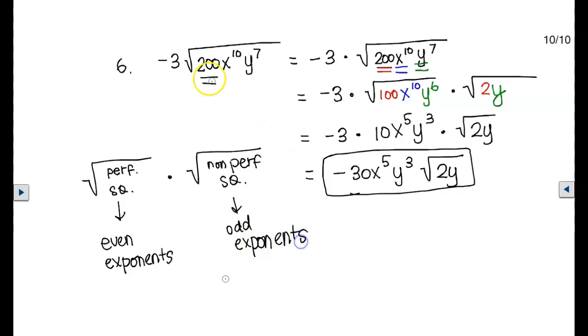And if you happen to run across an odd exponent like we did here with y to the 7th, then get the biggest even number out of that you can. So y to the 6th would go in the perfect squares column, and then that leftover y to the 1st would go in the non-perfect squares column.